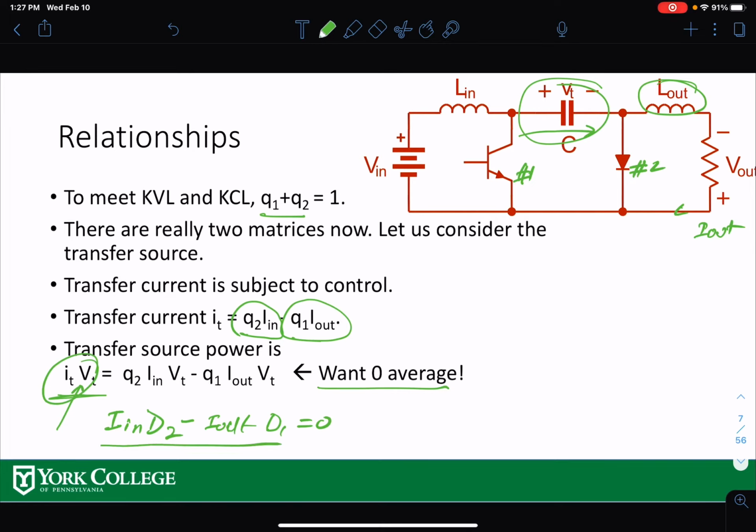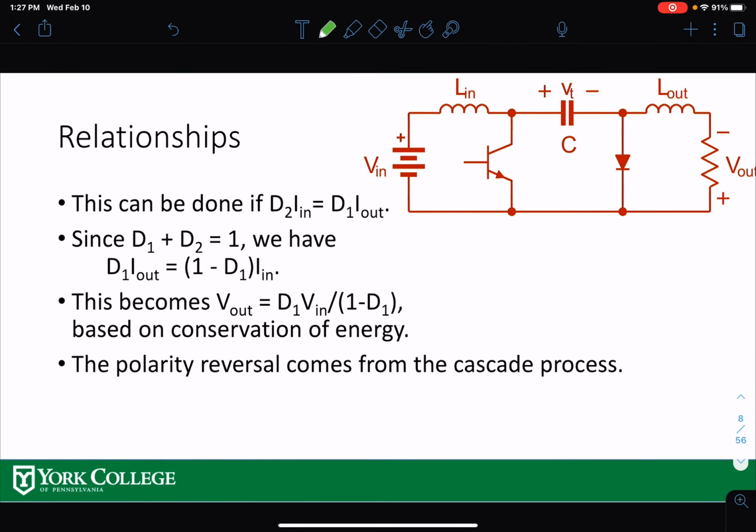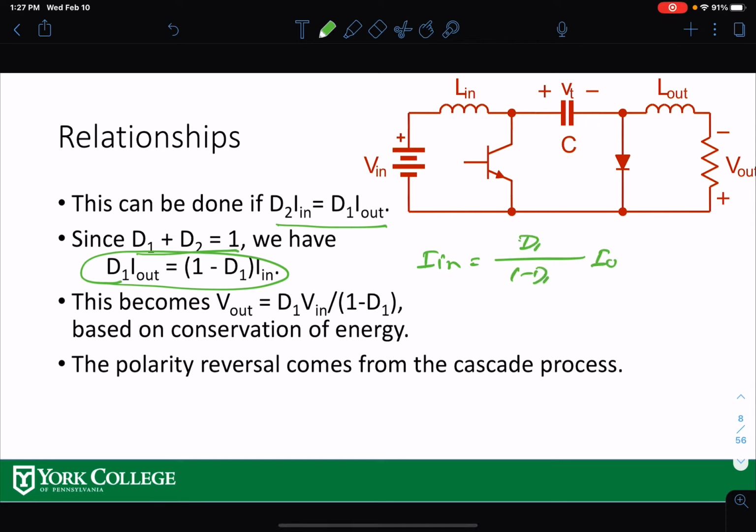From that equation, on the next slide, D2 is 1 minus D1, because D1 plus D2 is also 1. So then this is the equation over here. That means your I_in is equal to D1 over 1 minus D1 times I_out. And there should be a negative sign here because of the polarity. So negative sign over here; that's the relation between input current and output current.